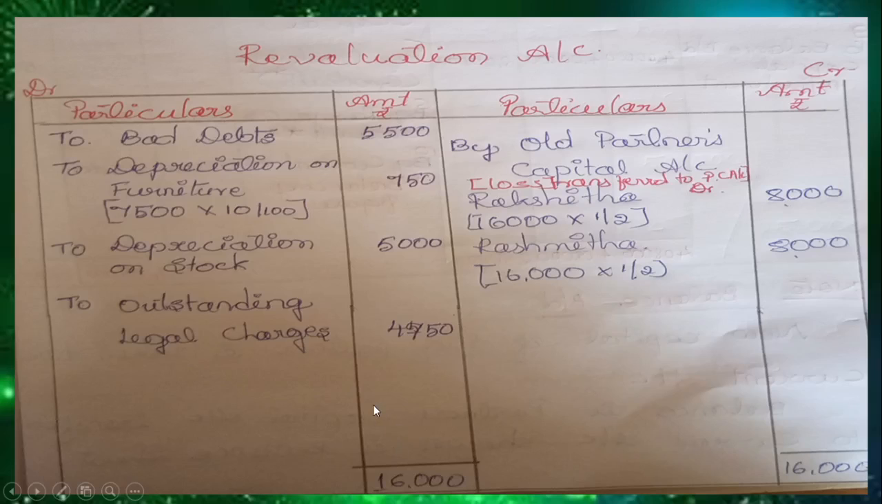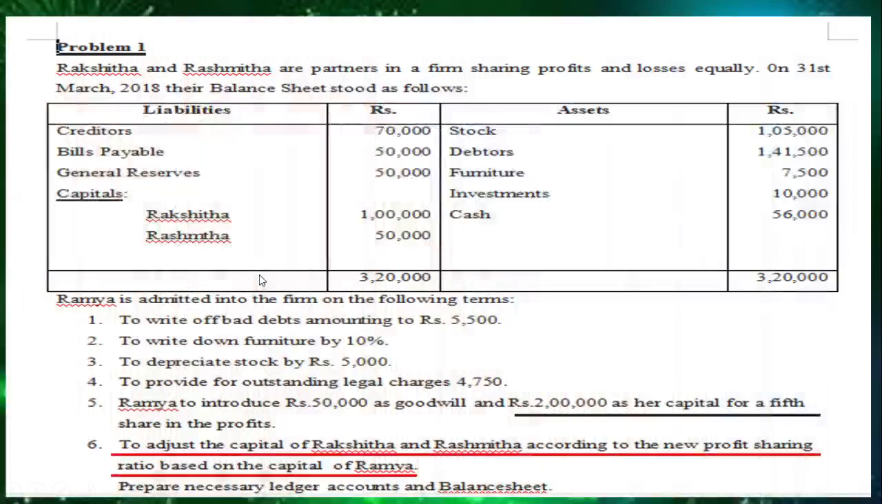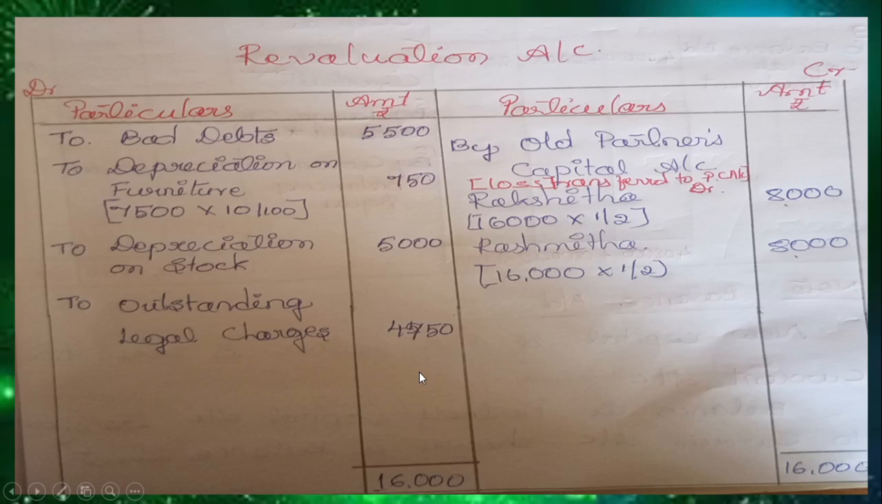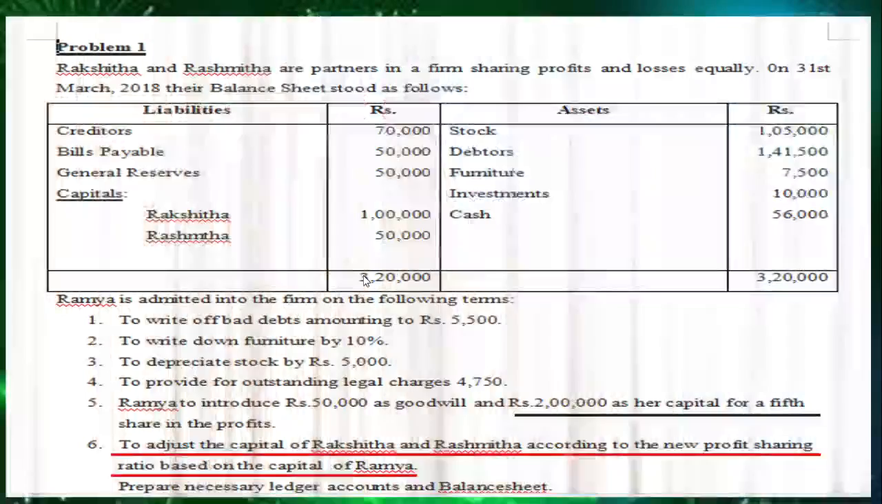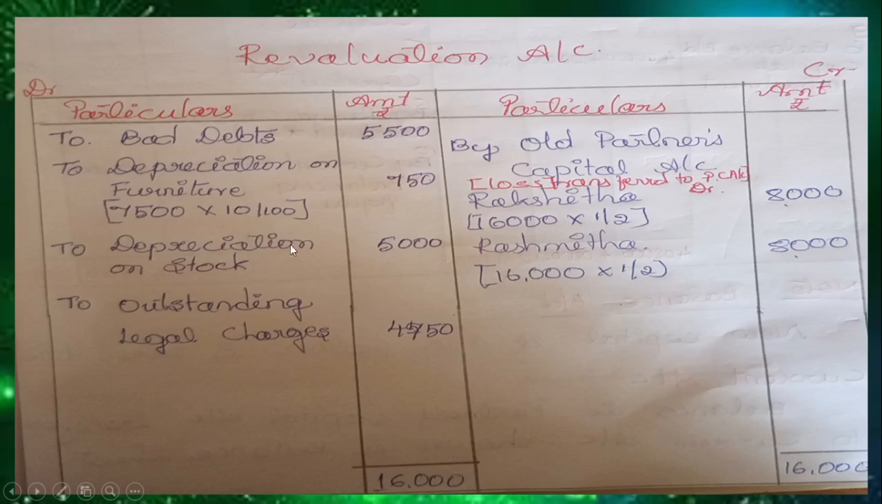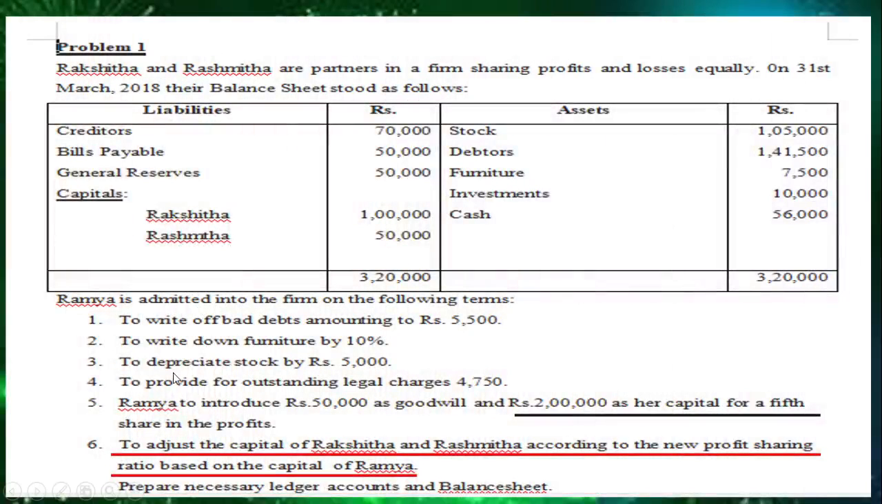So I'll proceed with the preparation of revaluation account first. So we need to provide these adjustments to revaluation account. The first one, bad debts 5,500 rupees. So it's a loss. So we'll record on the debit side to bad debts 5,500. And the second one, depreciation of furniture 10%. So 7,500 into 10%, 750 rupees is a loss to partnership firm. So it is on the debit side.